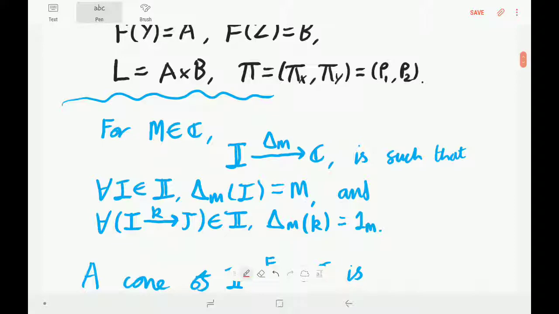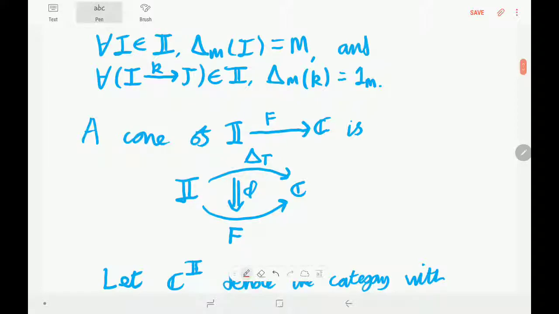Well, for an object M in C, that's what I'm using this notation to denote, we have that delta M is going to be a functor from I to C, and it's defined so that for every object in our index category I, delta M sends that object to M, and it sends every arrow in the index category I to the identity arrow of M.